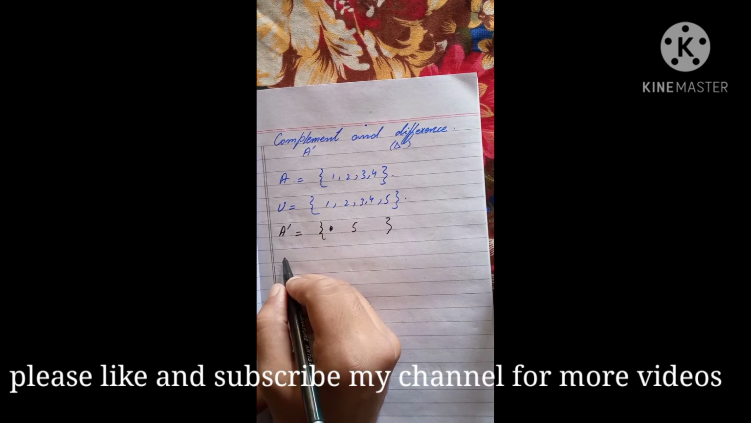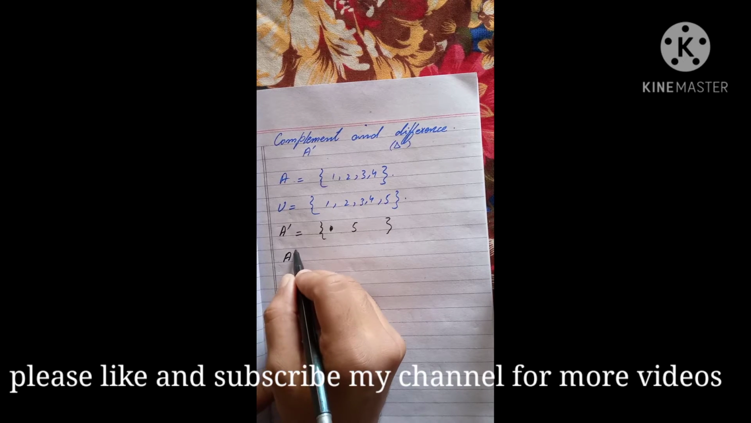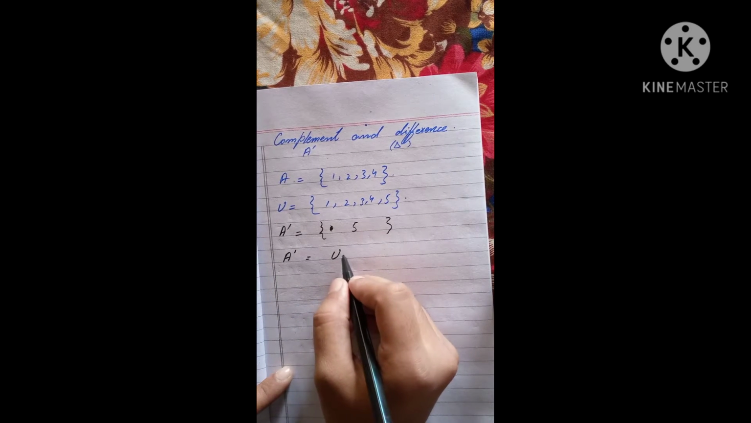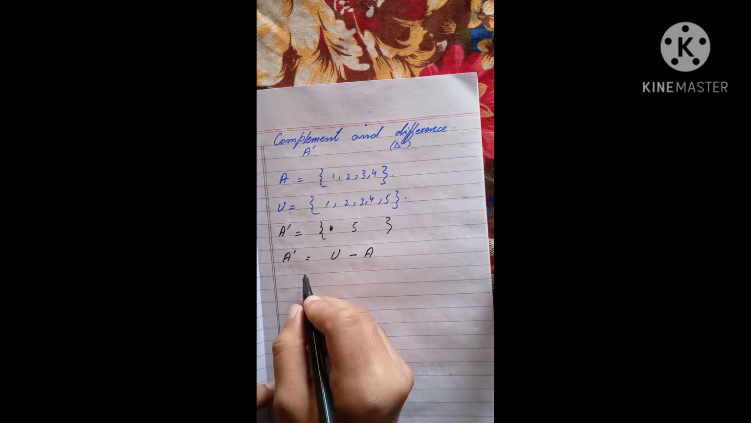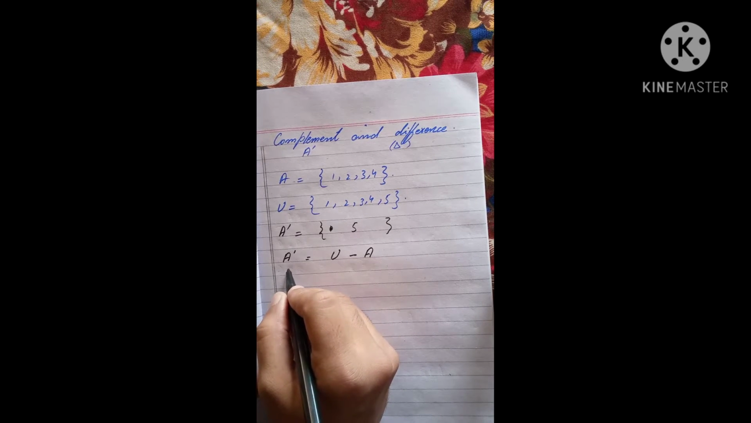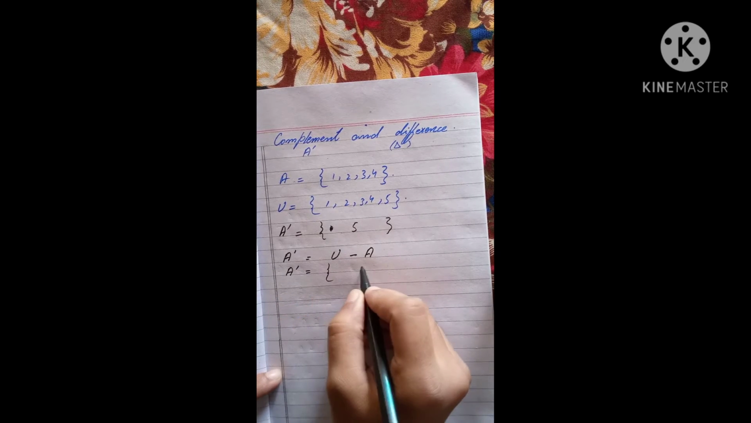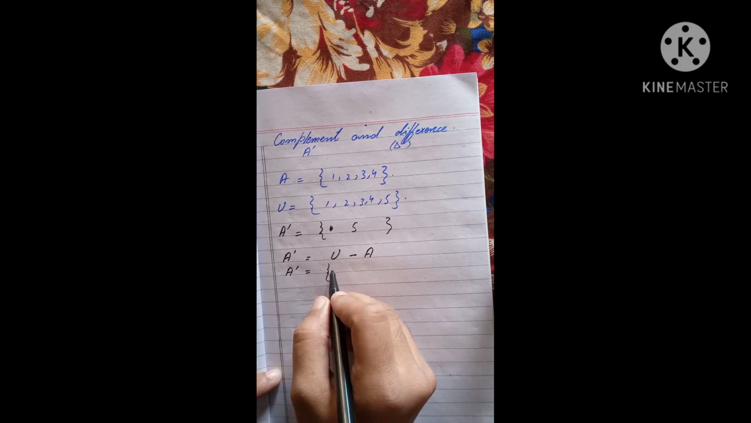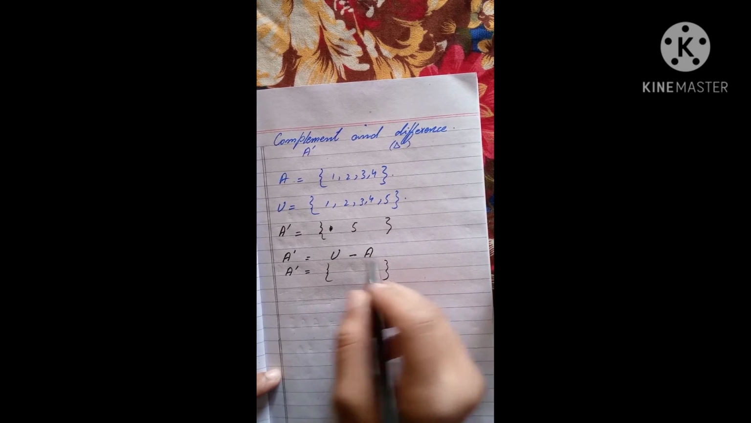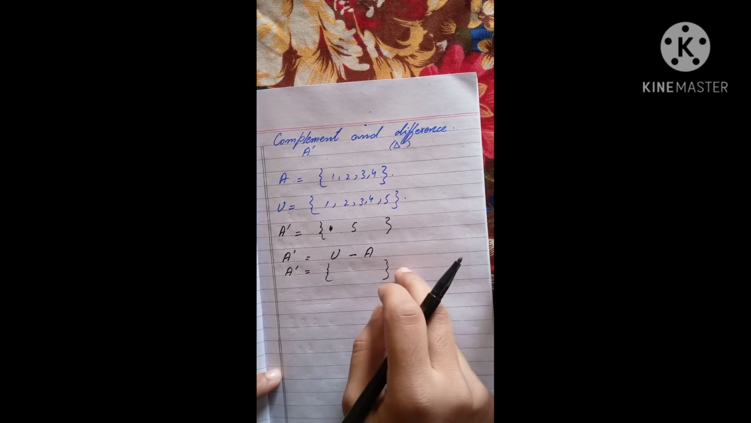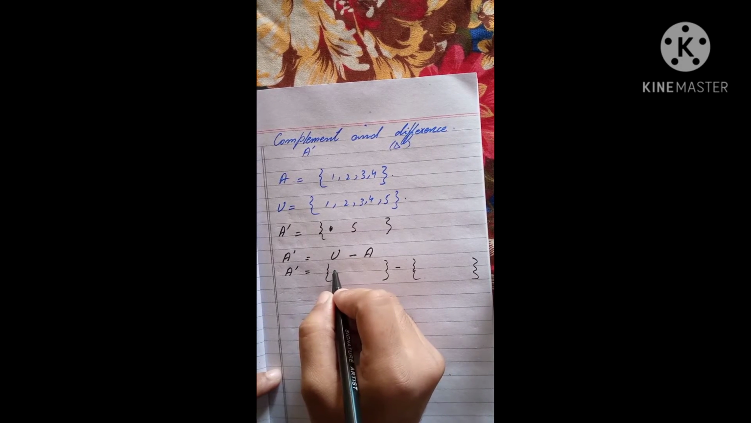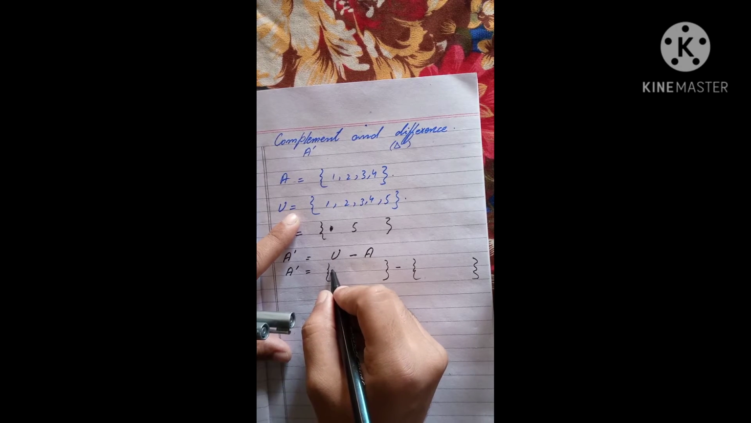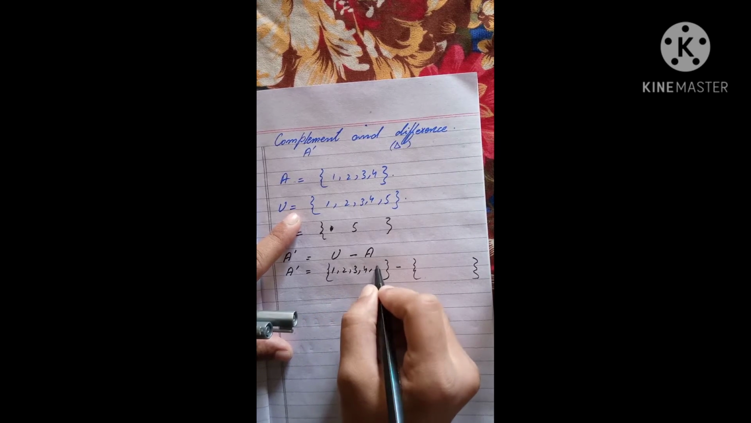And how can we find the complement of A? That is very easy. First we have to write the complement of A. Then we have a formula: universal set minus set A, or the complement of a required set. So what we have to do now is put in the values of the sets. First we write the elements of set A, then the elements of the universal set, and then subtract the elements of set A from it. Then I write the elements of the universal set, that is 1, 2, 3, 4 and 5.